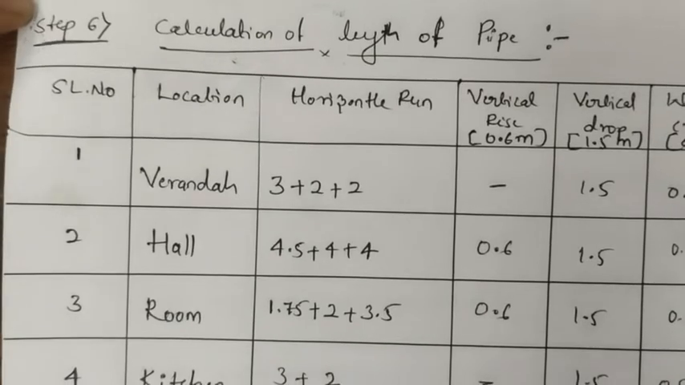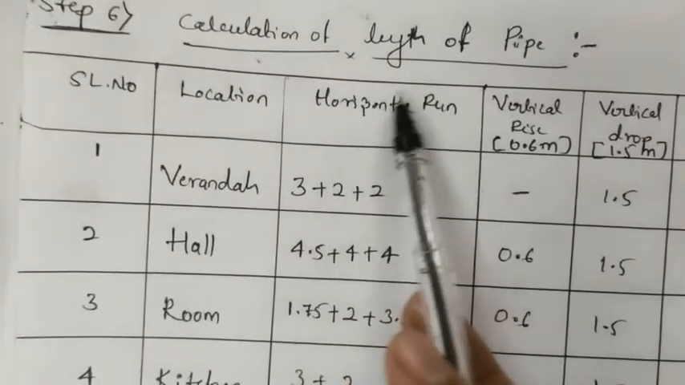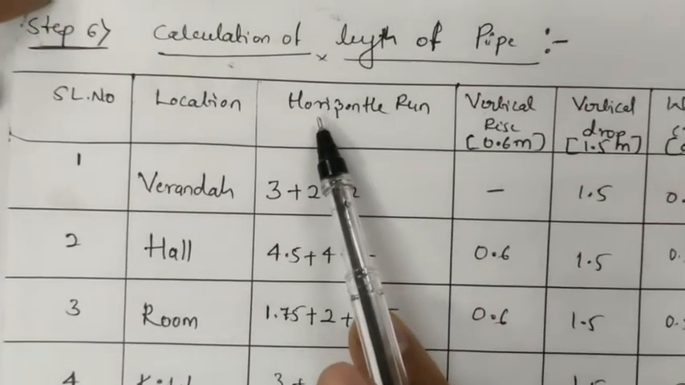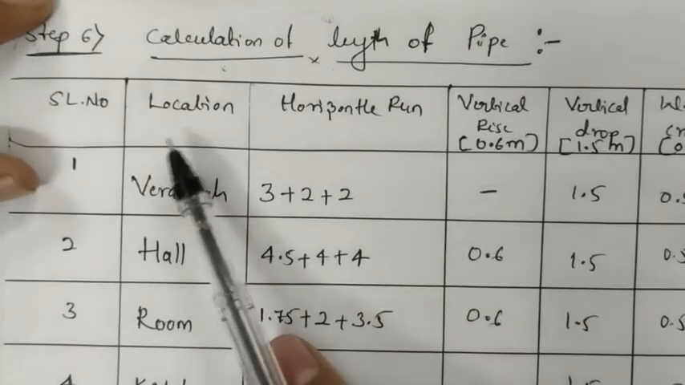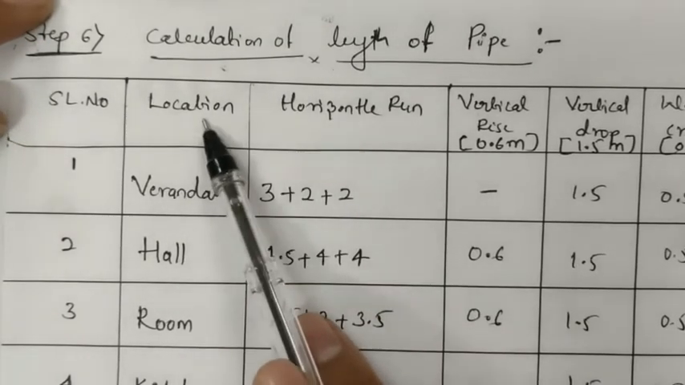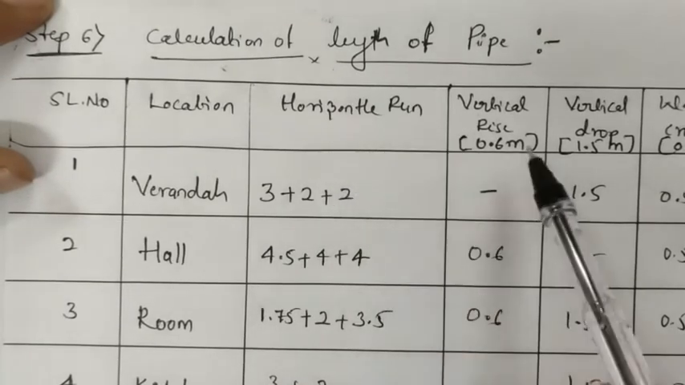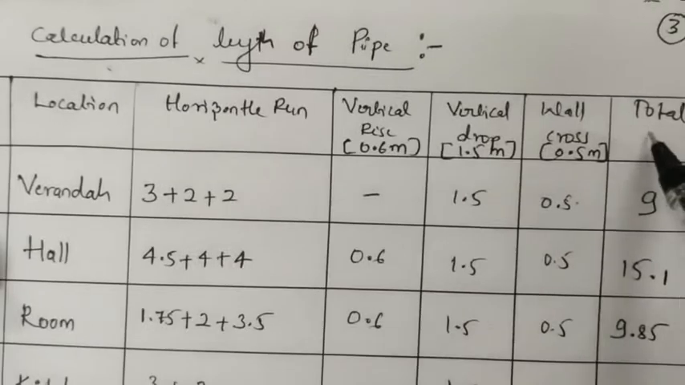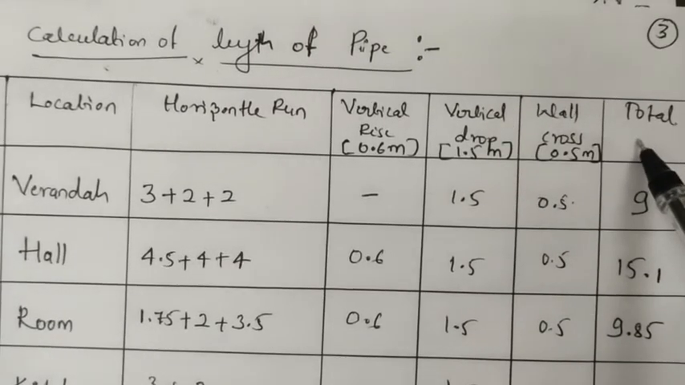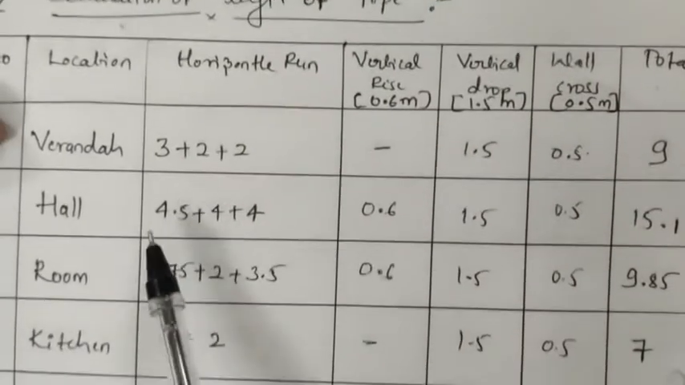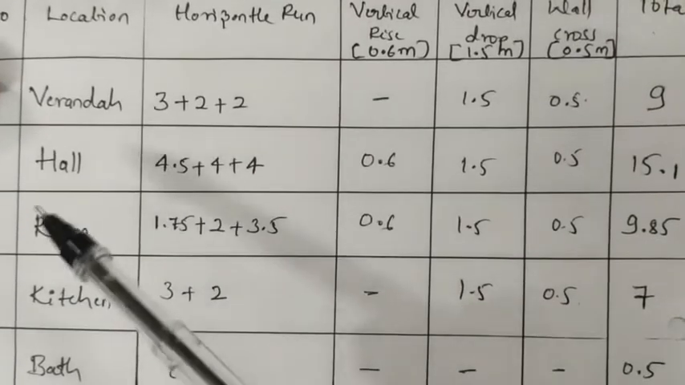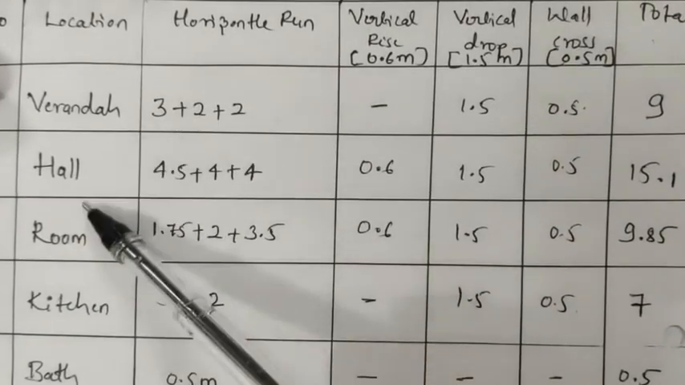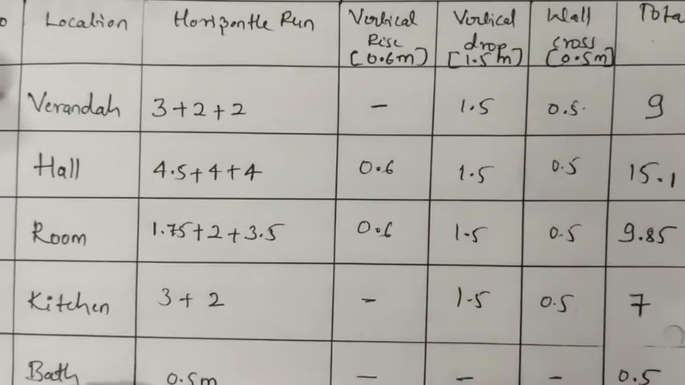Okay, step number 6 is calculation of length of pipe. Again, draw the table to understand. The columns are location, horizontal run, vertical rise, vertical drop and wall cross, and this is the total length of pipe. Here I mentioned the locations. 5 locations are there: veranda, hall, room, kitchen and bathroom.